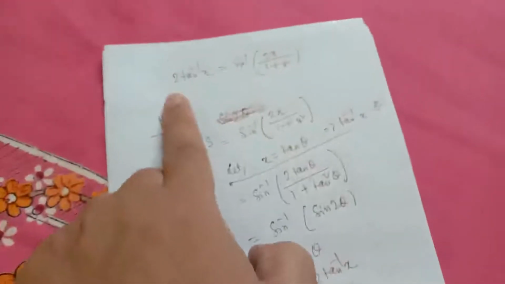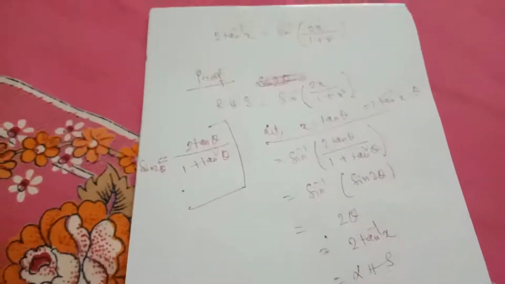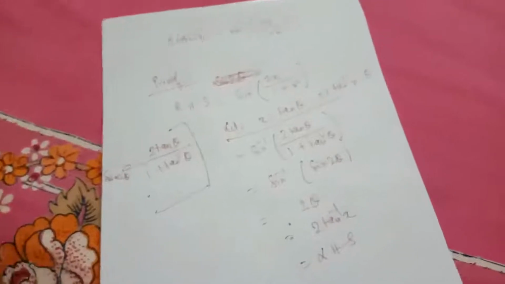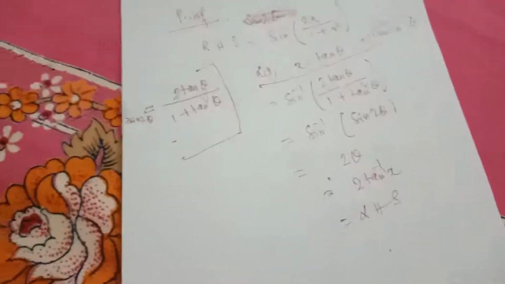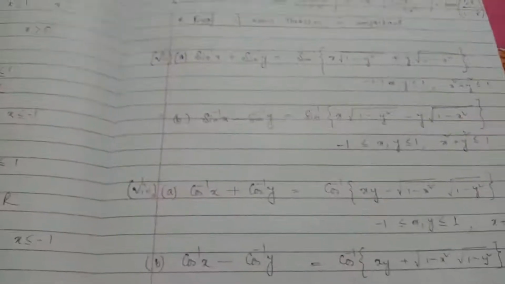2 tan inverse of x in terms of cos inverse, 2 tan inverse of x in terms of tan inverse. This is very important from exam point of view. You have to remember the proof. Very important. Next, I want to give you two more results.